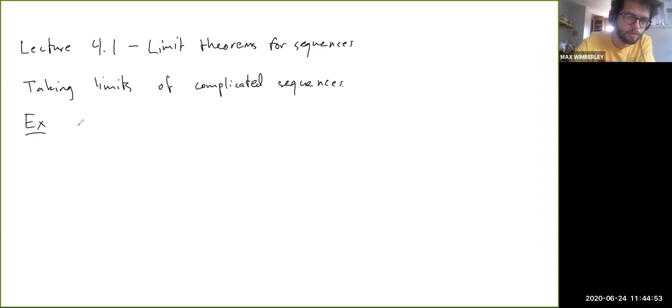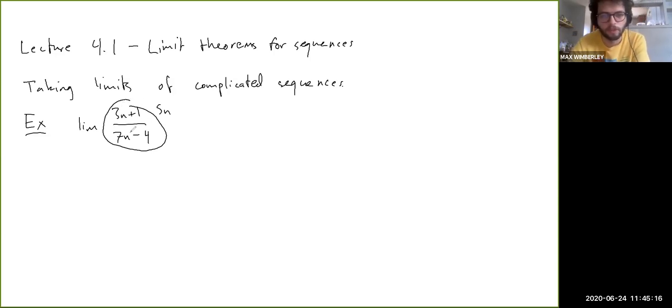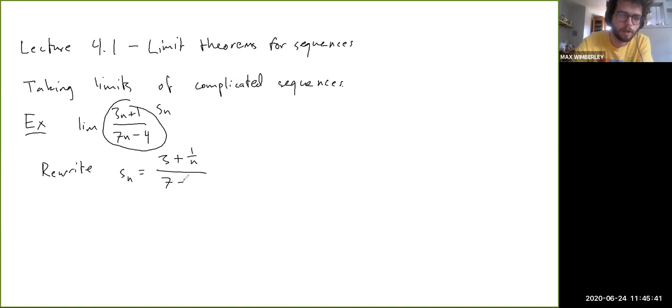So the example we were looking at before was the limit of 3n plus 1 over 7n minus 4, which we'll call Sn, right? The way we did it before was just directly with the definition using epsilon and then picking capital N and so on. But another way of looking at this would be to rewrite the expression for Sn, right? So rewrite Sn equals, and then instead of this, we would factor N out of the numerator and denominator and say 3 plus 1 over N over 7 minus 4 over N, right? You might have actually thought of this before.